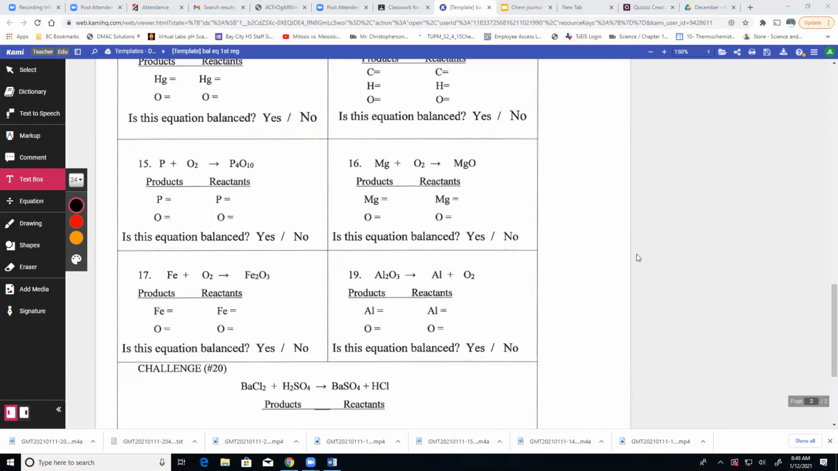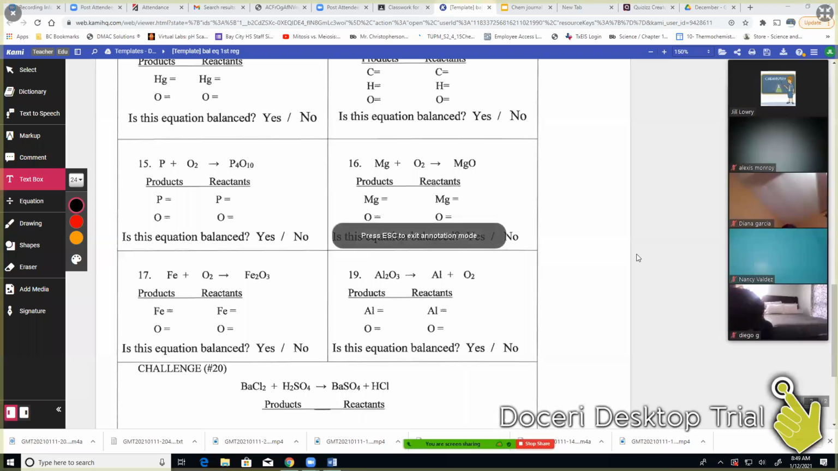All right, why don't y'all give number 17 and 19 a try? Same thing, start off with your tally, try number 17 and number 19. See if you can get them balanced.